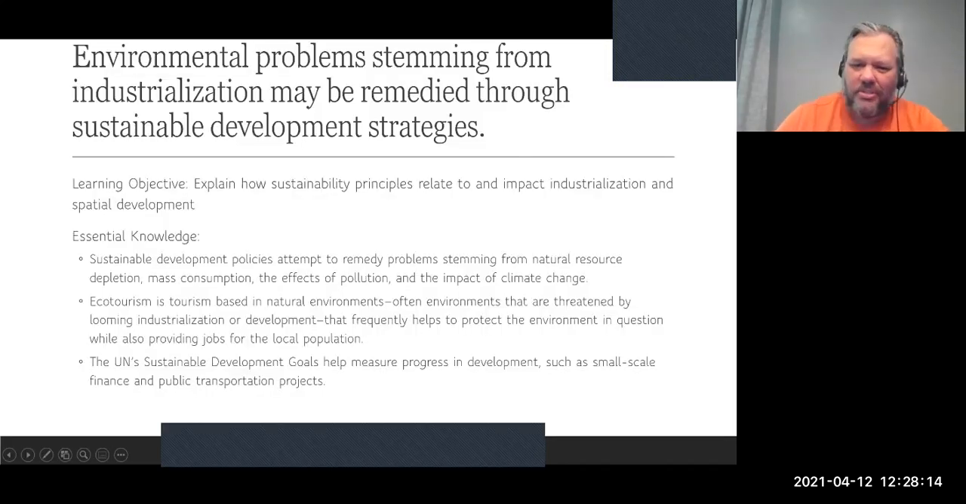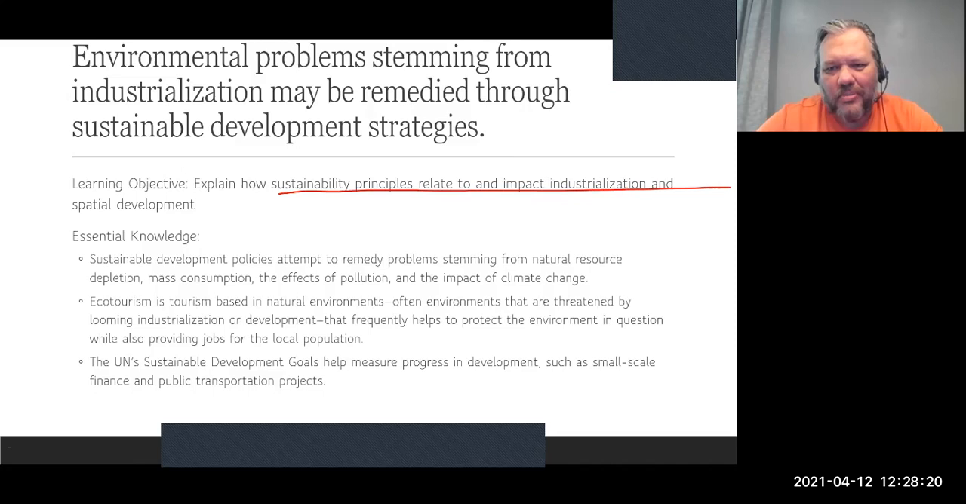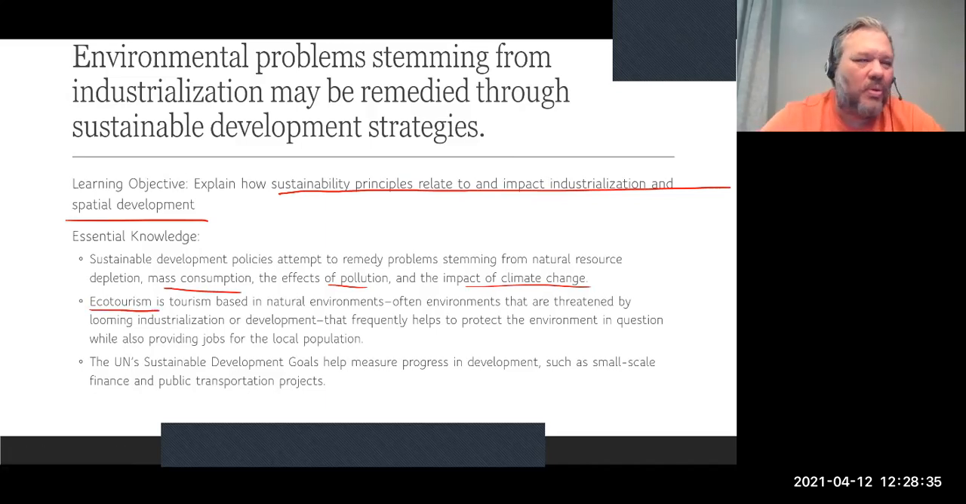So when we look at this, there are three different things that we're looking at. Sustainability principles relate to and impact industrial and spatial development. We're going to look at natural resource depletion, mass consumption, the effects of pollution, and the impact of climate change. That won't take but a second. Then how ecotourism is a practice that is growing and can be used to help sustain certain environments. And then I've got a video that we're going to watch within this video on the UN's Sustainable Development Goals, and some of what the United Nations is trying to do to help other countries. So let's go ahead and get started.